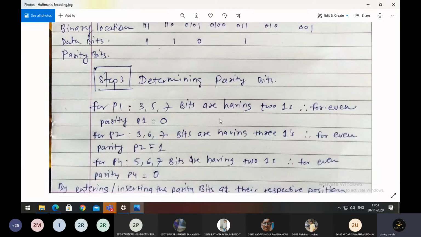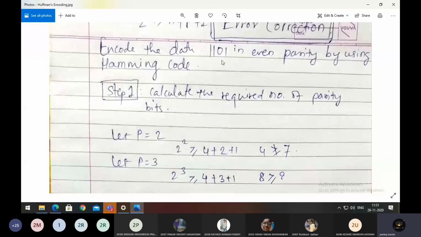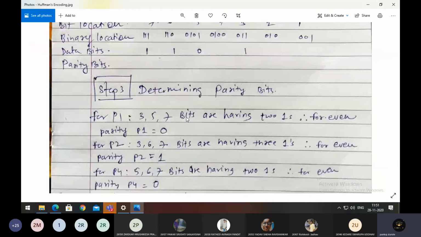Here the bits have two ones. And what is the question that is asked to us? Encode the data in the even parity. So for even parity, P1 is equal to 0. 1, 0 and 1, this is the information that we have over here. So 1, 0, 1 contains two ones. If it contains two ones, they are already in even parity, so the P1 value will be 0.